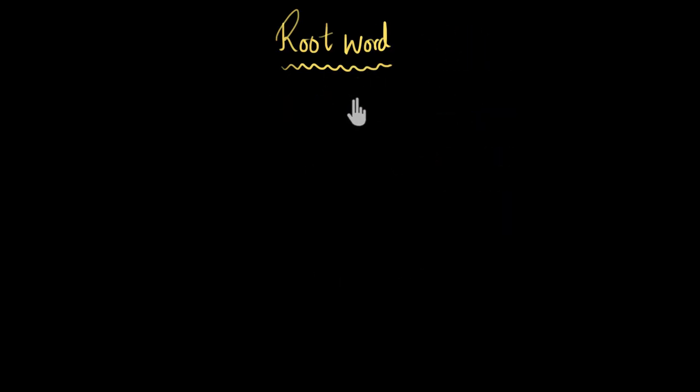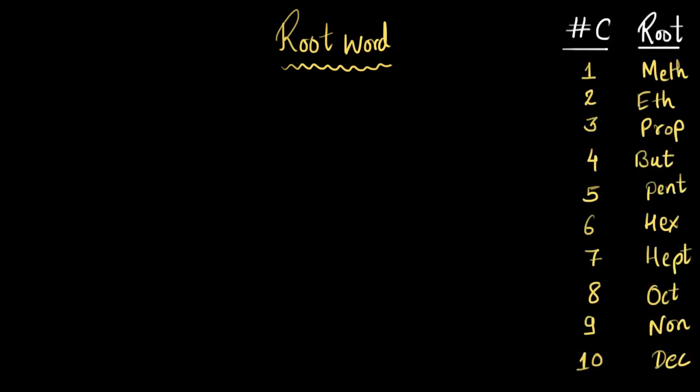So root words are words that denote the number of carbon atoms present in the molecule. And traditionally, we have been using these root words. If there is only one carbon atom, then we use the root word meth. For 2, we use the word eth. For 3, prop. For 4, but, and so on and so forth.